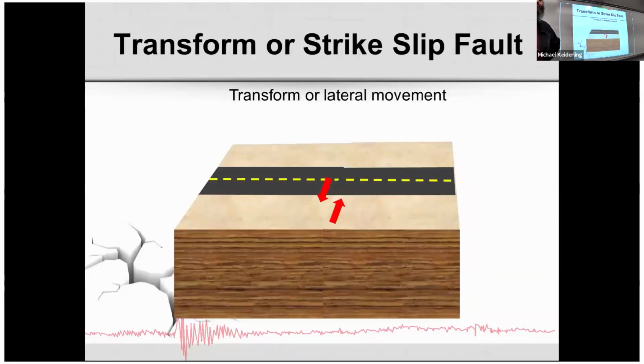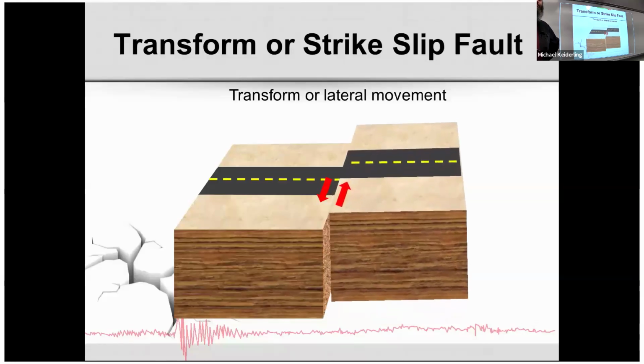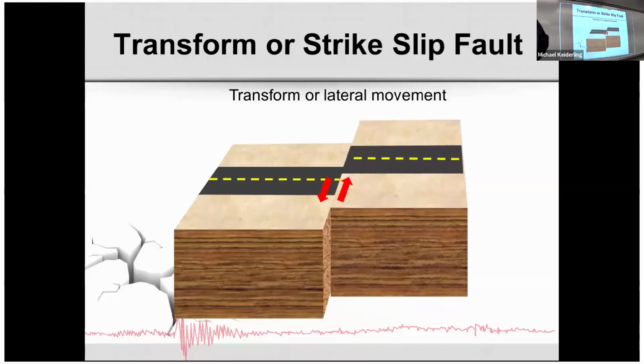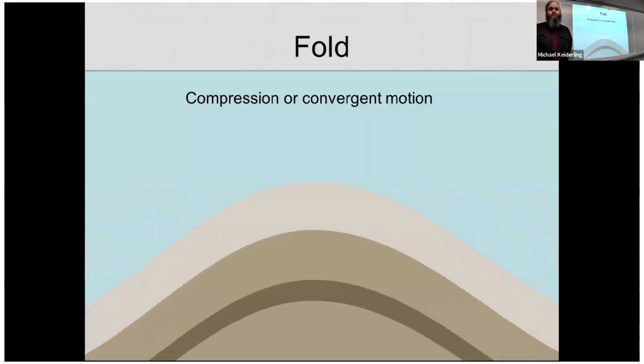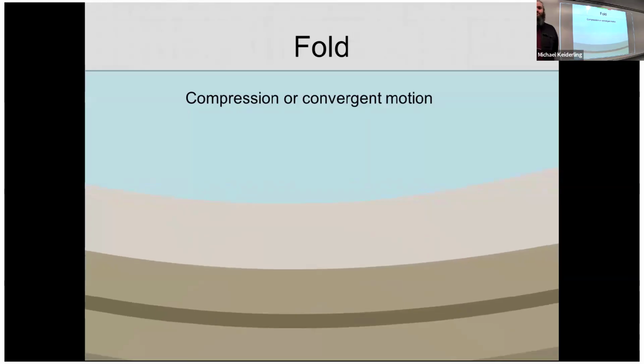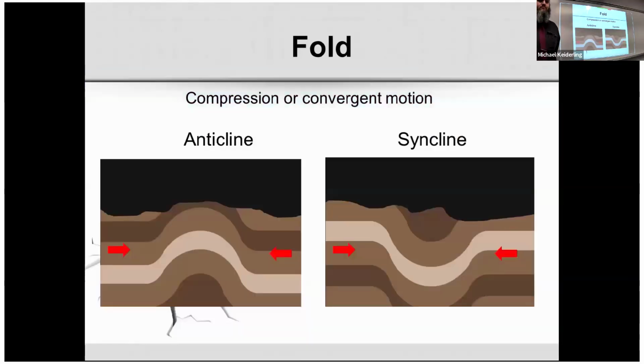Finally, a transform fault, or a strike-slip fault, occurs with lateral stress. When two parts of the Earth's surface are moving in opposite direction with respect to each other, one may slide, causing a transform or a strike-slip offset. While sometimes rocks break with faults, sometimes they're soft enough to fold. A fold occurs with compression or convergent motion. Sometimes rock layers may fold with an upward bend. Other times they may form with a downward bend. Both types of folds occur with compression or convergent motion.